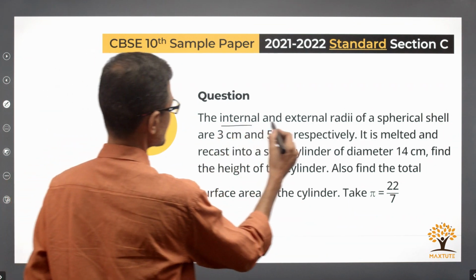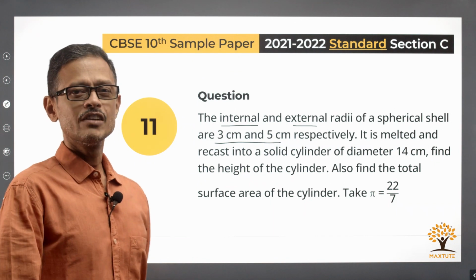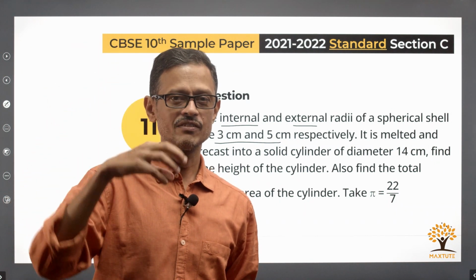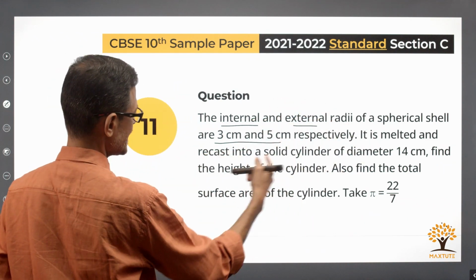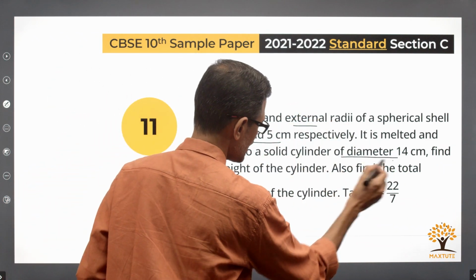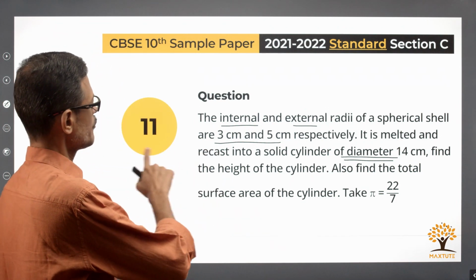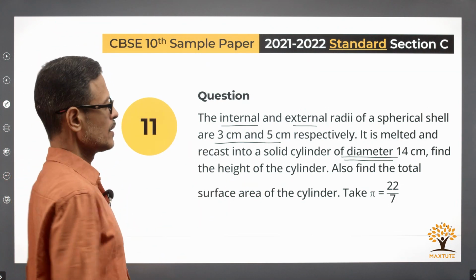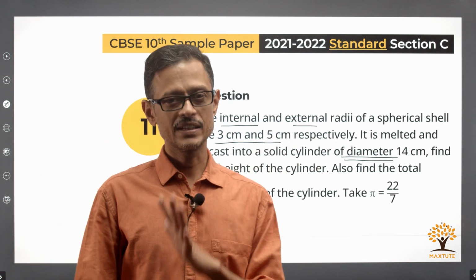Data given: internal and external radii of a spherical shell are 3 and 5 centimeters respectively. We are talking about a spherical shell, which essentially is a hollow sphere, right? It is melted and recast into a solid cylinder of diameter 14 centimeters. Make a note of it, it's diameter, it's not radius. Find the height of the cylinder, that's part 1. Also compute the TSA of the cylinder, given take pi to be equal to 22 by 7.